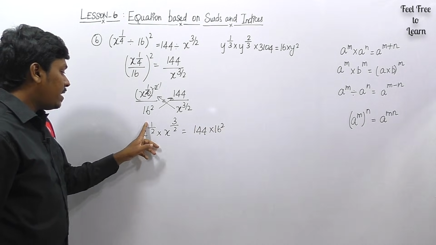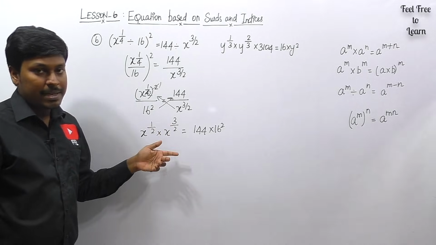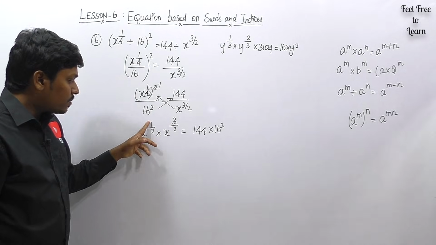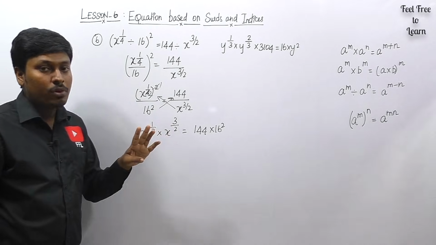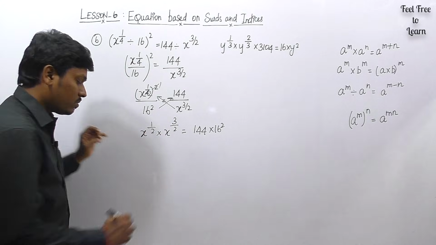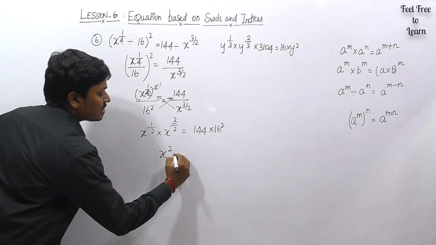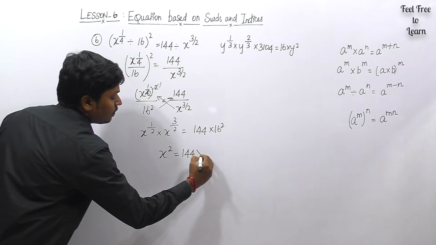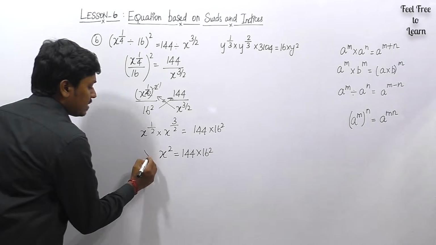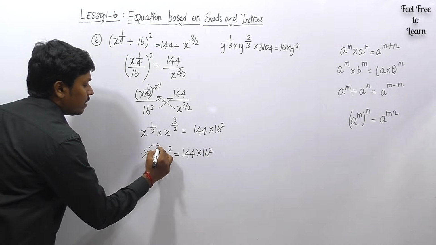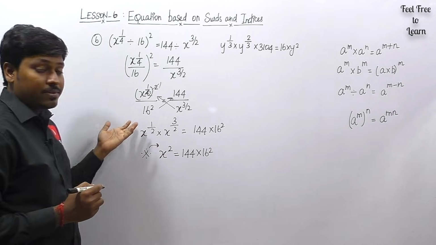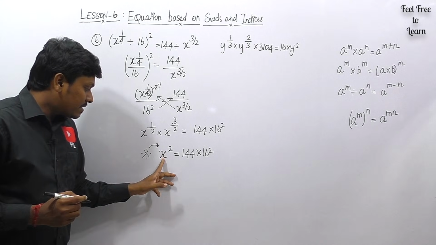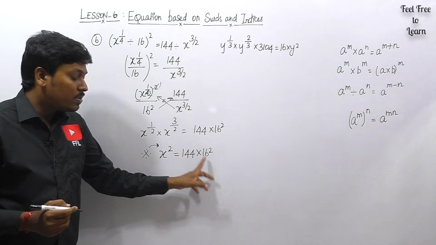So friends, a power m into a power n is a power m plus n. So when you add both the numbers, 1 by 2 plus 3 by 2 will be 4 by 2. So 4 by 2 will be 2. So finally this can be written as x square is equal to 144 into 16 square. So friends, again this step is most important, I am repeatedly saying it starting from the first question, right? So here x square is equal to 144 into 16 square.